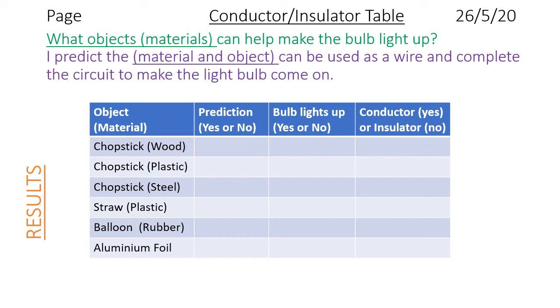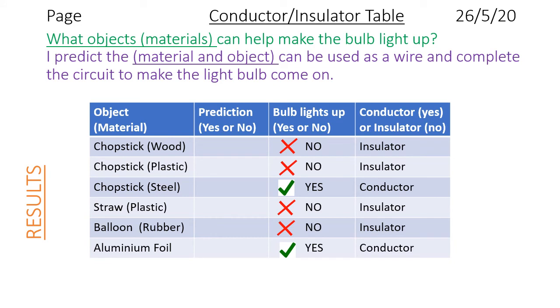So we didn't do this table, but if we had done it, I want you to think about this question. What objects, materials can help make the light bulb light up? So we have wood chopstick, plastic chopstick, steel chopstick, plastic straw, rubber balloon, and aluminum foil. So aluminum and steel are both kinds of metal. So these are the answers for our question.